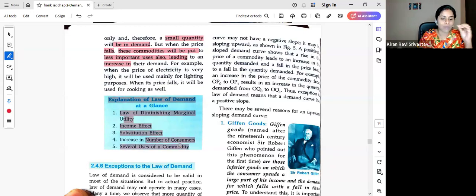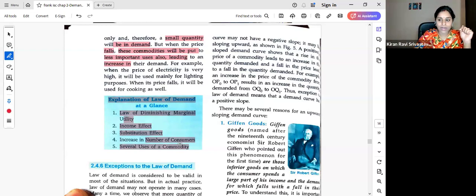If the price of such a commodity decreases, then the commodity will be put to multiple uses, and when it is put to multiple uses, then people will buy more quantity of that commodity in question. And again, I'm reminding you, one common point in all the 5 points is that price is falling, demand is increasing. Thus, it is explaining the principle of law of demand.